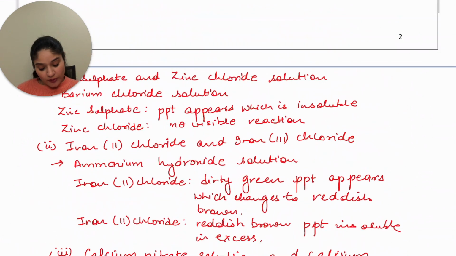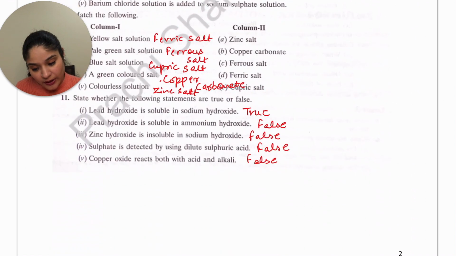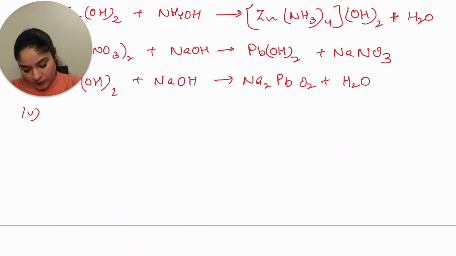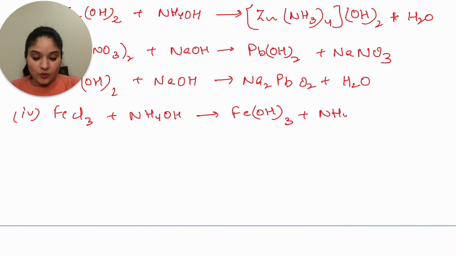Now moving on to part 4. Ammonium hydroxide is added to ferric chloride solution. So I have ammonium hydroxide and ferric chloride. Ferric chloride is FeCl3. So FeCl3 plus ammonium hydroxide NH4OH would give me Fe(OH)3 plus NH4Cl.